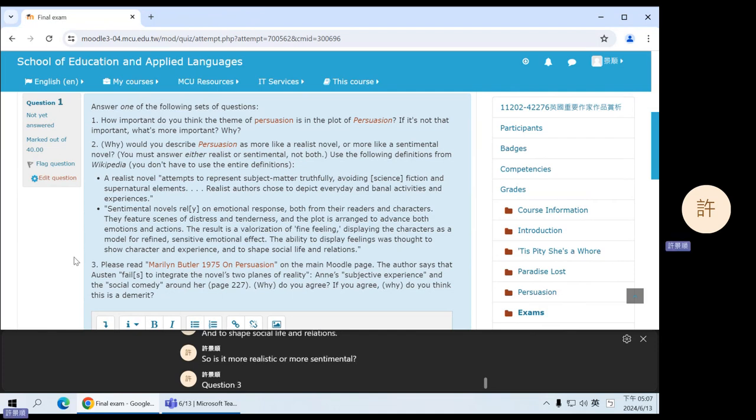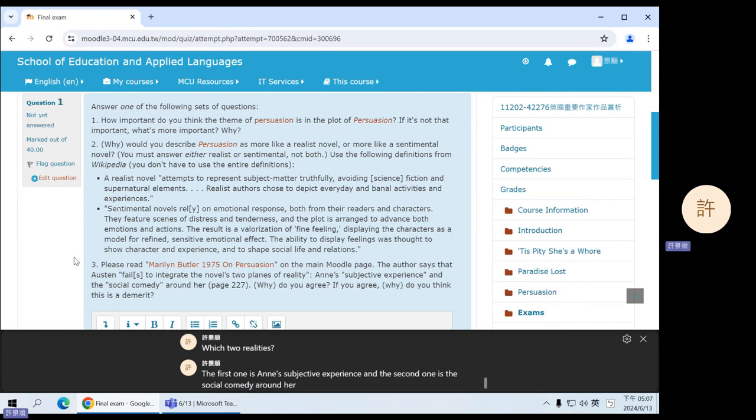Question three. Please read this essay on the main Moodle page. The author says that Jane Austen fails to integrate the novel's two planes of reality. Which two realities? The first one is Anne's subjective experience, and the second one is the social comedy around her. Do you agree? Why or why not? If you agree, do you think this is a demerit? Why or why not? So if the author of this essay makes sense to you, if you do think the novel fails to integrate Anne's subjective experience with the social comedy of the story, is that a bad thing? Why or why not?